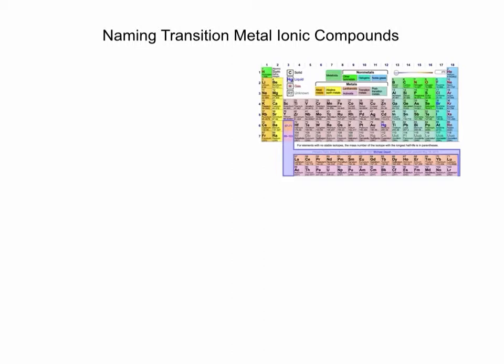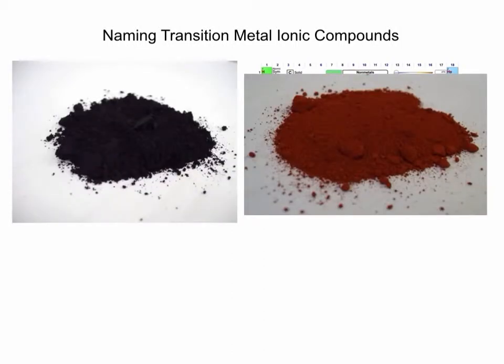Well, to see why it matters, let's look at two of these compounds. So these are images of two different iron oxide compounds. The one on the left is iron 2 oxide and has the formula FeO. And the compound on the right is also an iron oxide, and it has the formula Fe2O3.